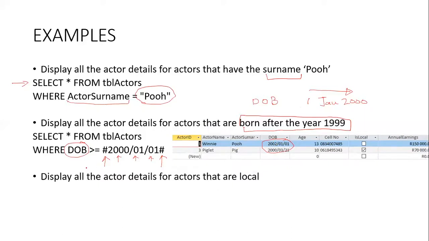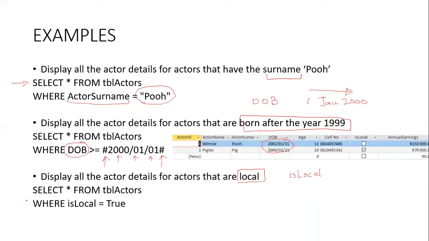In the next example, display all the actor details for actors that are local. You will recall there's a field called isLocal that was of type Boolean. So it becomes fairly straightforward where we say select star from TBL actors where there's the field isLocal. Because it's Boolean, I check to see that it's true because all local actors had a value of true and the foreigners were not ticked, so those would have had a value of false.